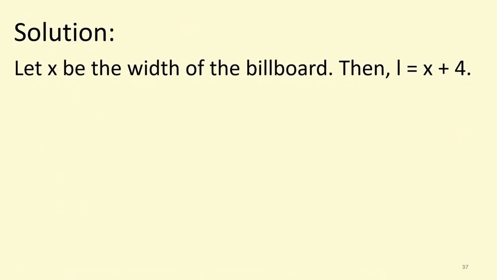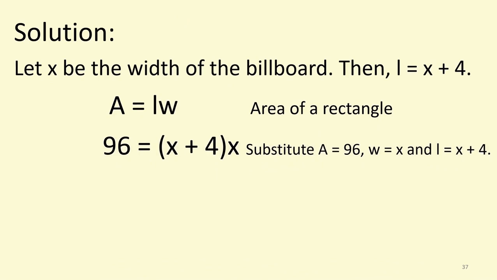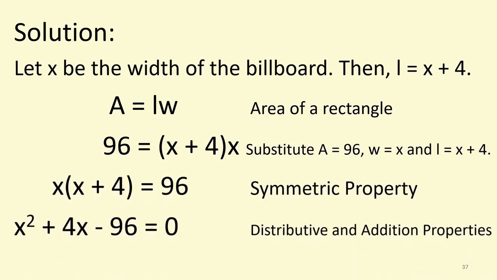Let x be the width of the billboard. Then, the length now we have x + 4. To get the area, that is length times width, the given area is 96, the length is x + 4, and the width is x. Now you multiply, it becomes x squared + 4x, you transfer 96, minus 96 equals 0.